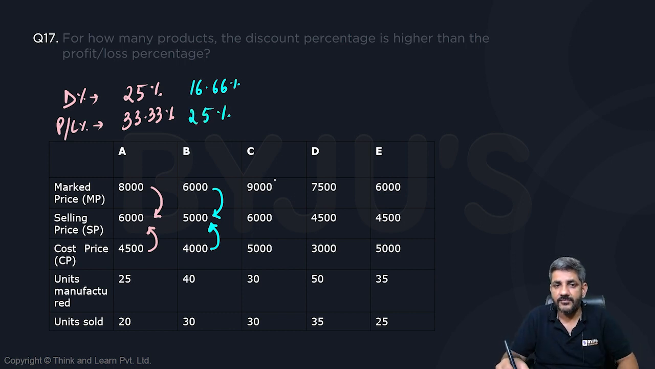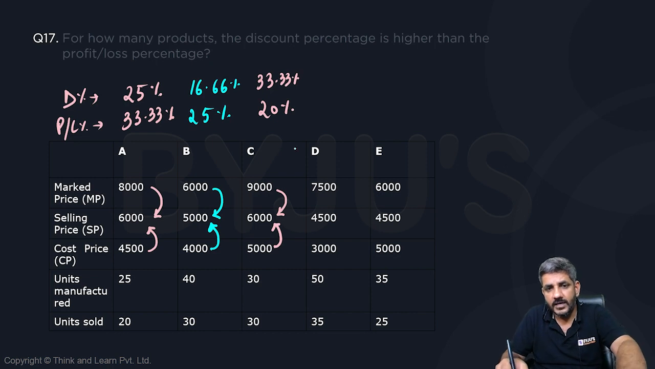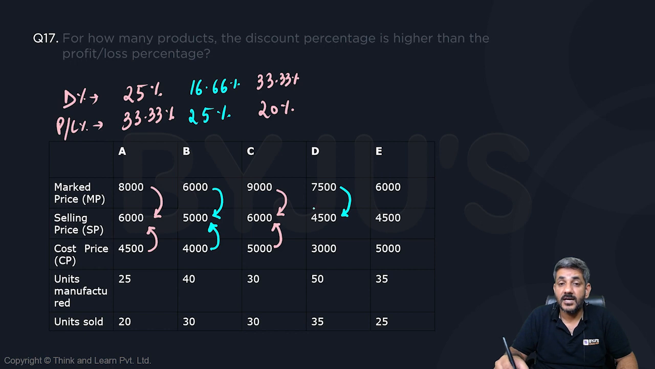Then let's calculate it for C. 9,000 is sold for 6,000. So there is a discount of 33.33%. And with a 5,000 rupee cost, the selling price is 6,000, so it is a good 20% profit. For D, a 7,500 rupee article sold for 4,500. There is a discount of 3,000 on 7,500, which is a good 40%. And the profit is 1,500 on 3,000, which is 50%.